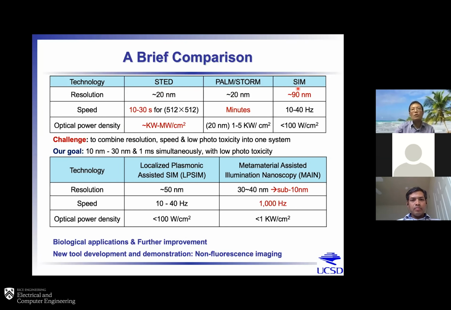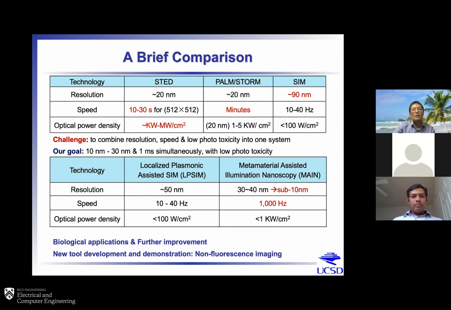But the good news for SIM is that the speed is very good. You can deal with video speed, okay? For the other two technologies, as you can tell, the speed is pretty bad. Either it's 30 seconds or 10 seconds or minutes, it doesn't really matter. This simply means you have to kill your cell and freeze it. So this is simply too slow.